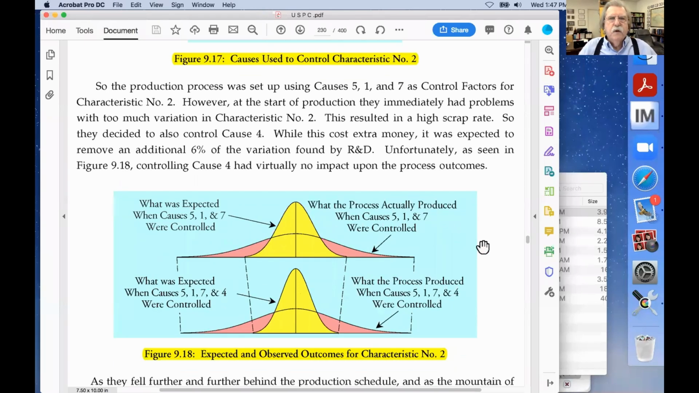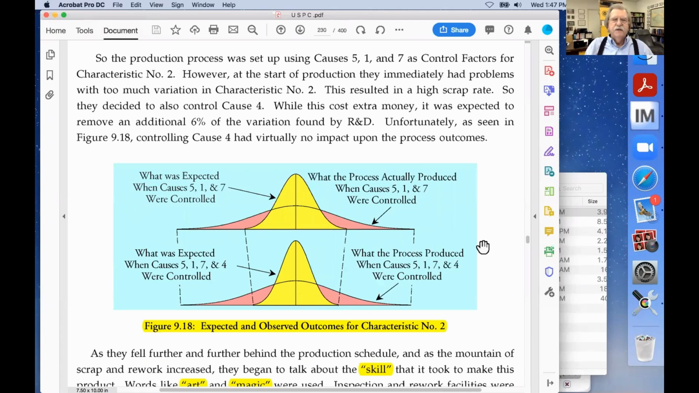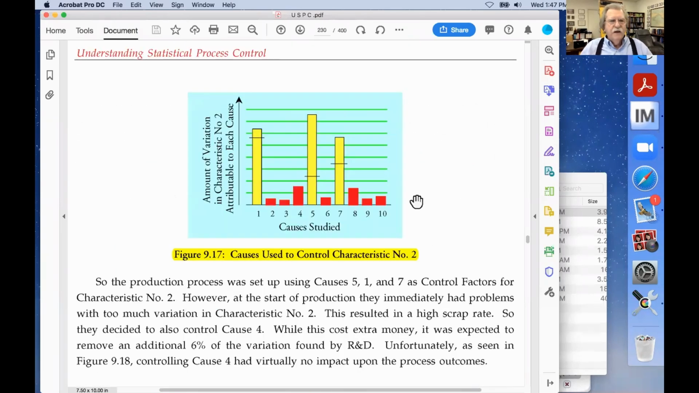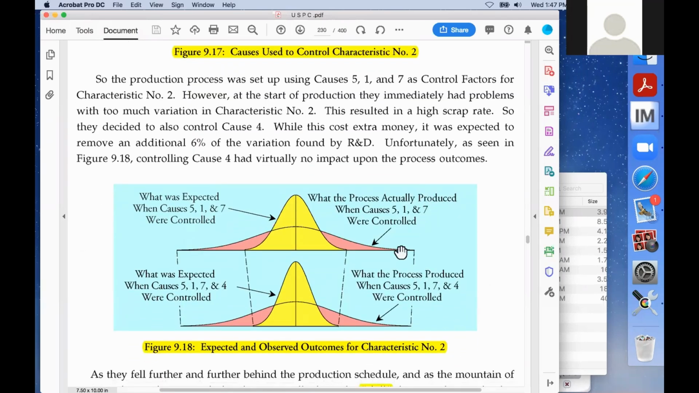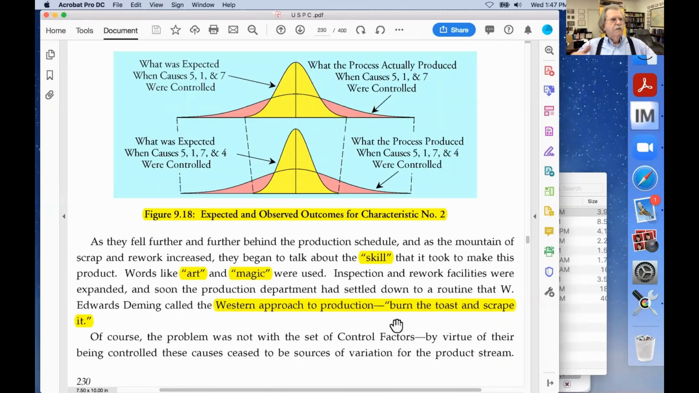On page 230 of Understanding SPC. But what you get is red. So you go back to R&D and say, is there anything else we ought to be controlling? And they say, oh, you might try 4 or 8, but they don't show very big impact. So you try to control 5, 1, 7, and 4, and you expect the yellow, but you get the red.